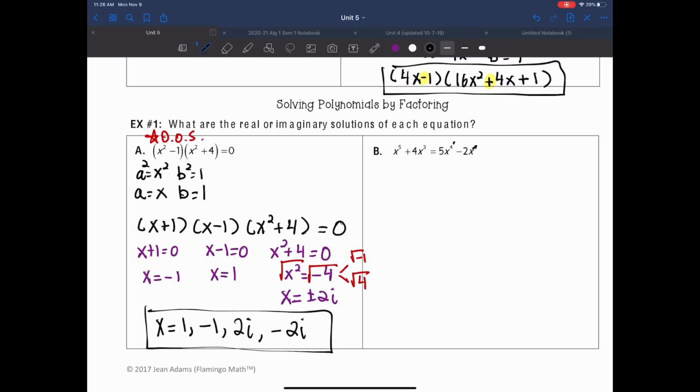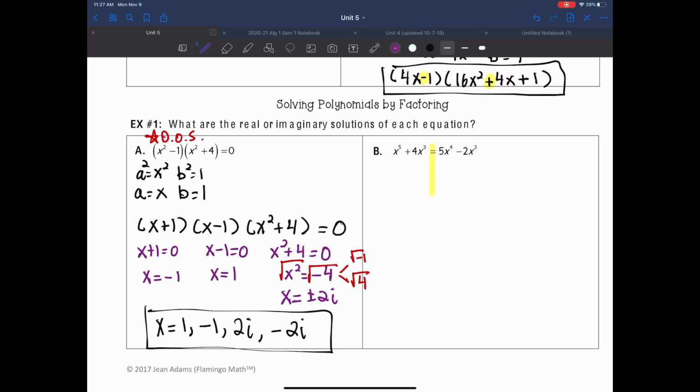All right, number 5, we have x to the 5th plus 4x cubed is equal to 5x to the 4th minus 2x cubed. So if I'm going to factor this down, the first thing I have to do is get all of my terms on the same side, because I cannot factor unless I have p of x is equal to 0. So let's go ahead and move all of our stuff over.